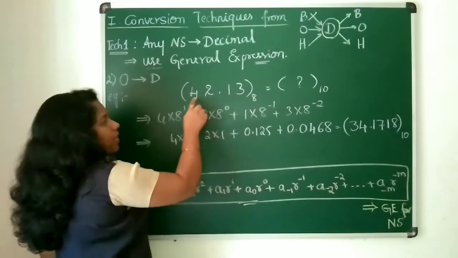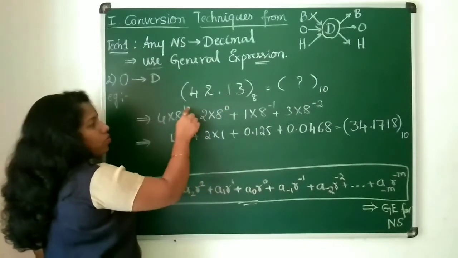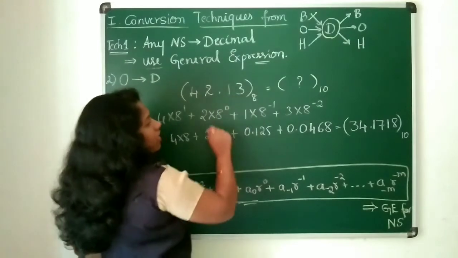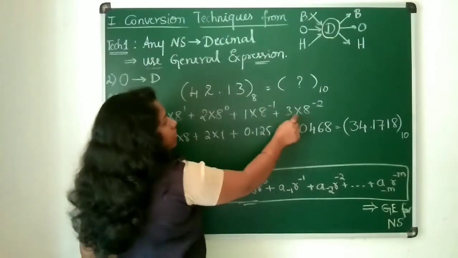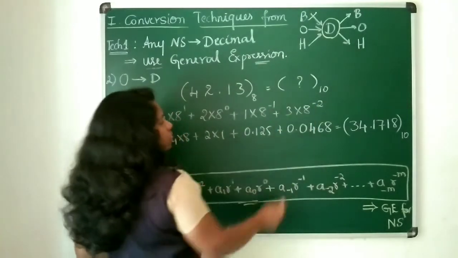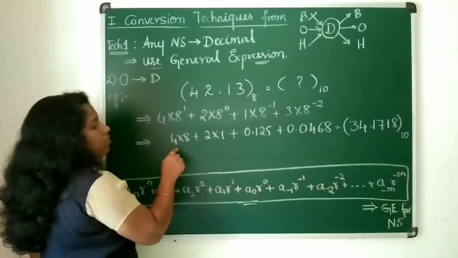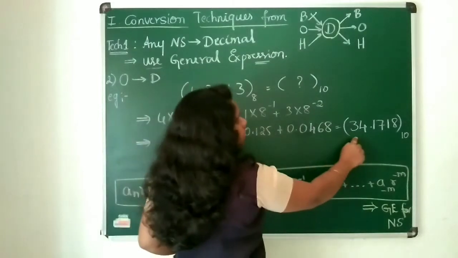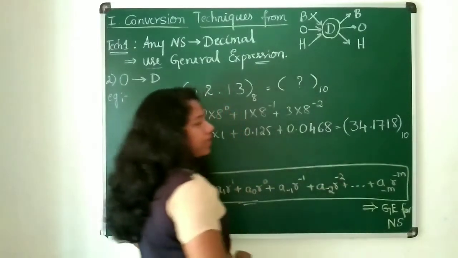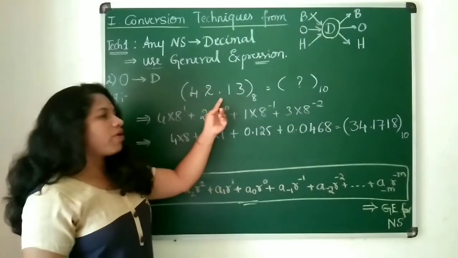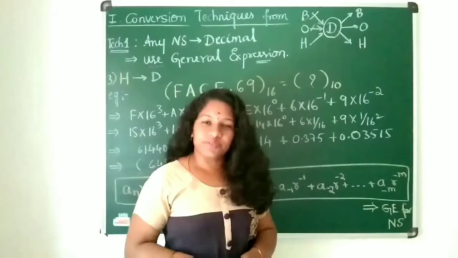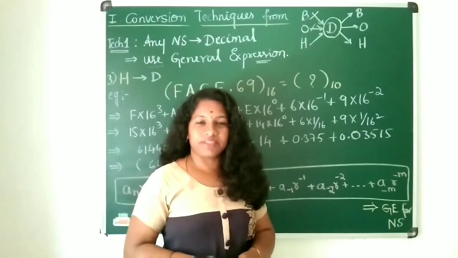And then 4 into 8 power 1. Similarly for this fractional value, 1 into 8 power minus 1, 3 into 8 to the power of minus 2. So when you solve this, you will be getting the value 34.1718, which will be the decimal value equivalent to 42.13. Next, we'll convert hexadecimal number system to decimal number system.